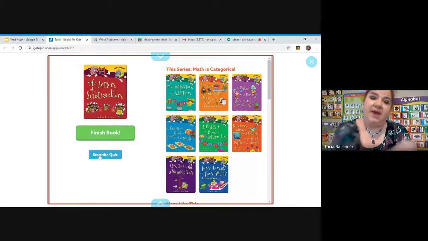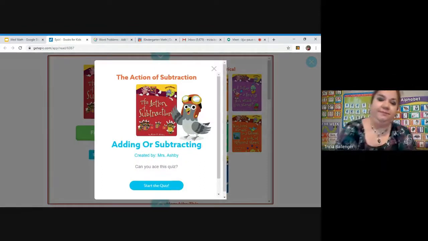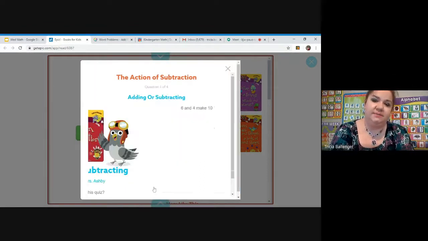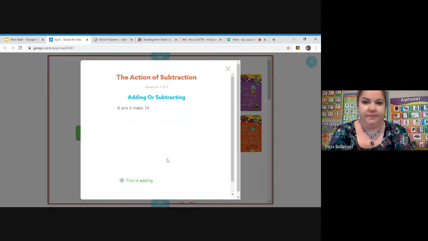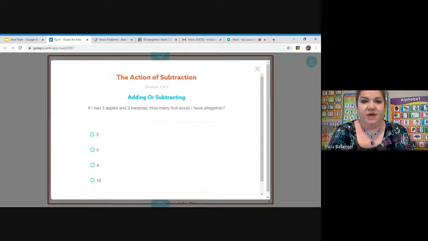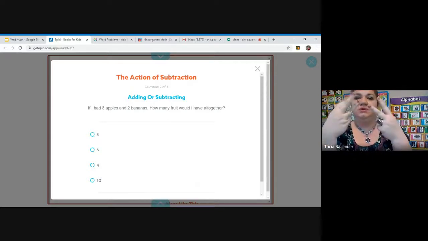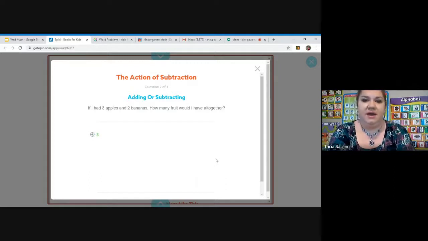Let's ask some questions and see if you know. Adding or subtracting? 6 and 4 makes 10. Is that adding or subtracting? That is adding. If you had 3 apples and 2 bananas, how many would you have altogether? 3 and 2 equals 1, 2, 3, 4, 5. 5.